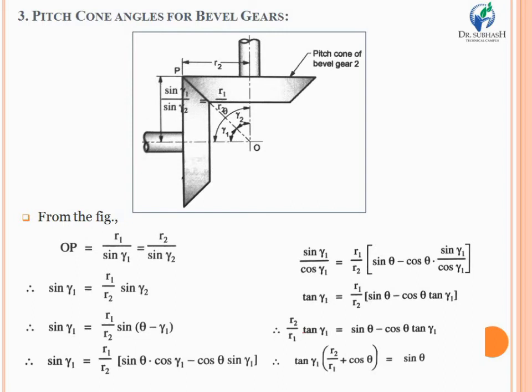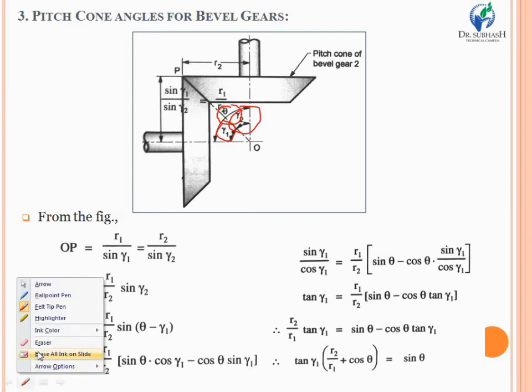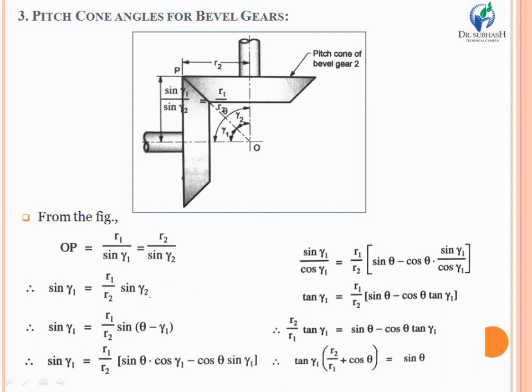So before deriving that relation, let's have a few terminologies. Gamma 1 stands for the pitch cone angle of bevel gear 1, for which we require to calculate the relation. Similarly, gamma 2 is the pitch cone angle for bevel gear 2, and theta is the shaft angle, as you can see from the figure. The shaft angle theta is the summation of the pitch cone angle of gear 1 and the pitch cone angle of gear 2. Then R1 is the pitch circle radius of gear 1, and R2 is the pitch circle radius of bevel gear 2, that means this is R2 and this one is R1.